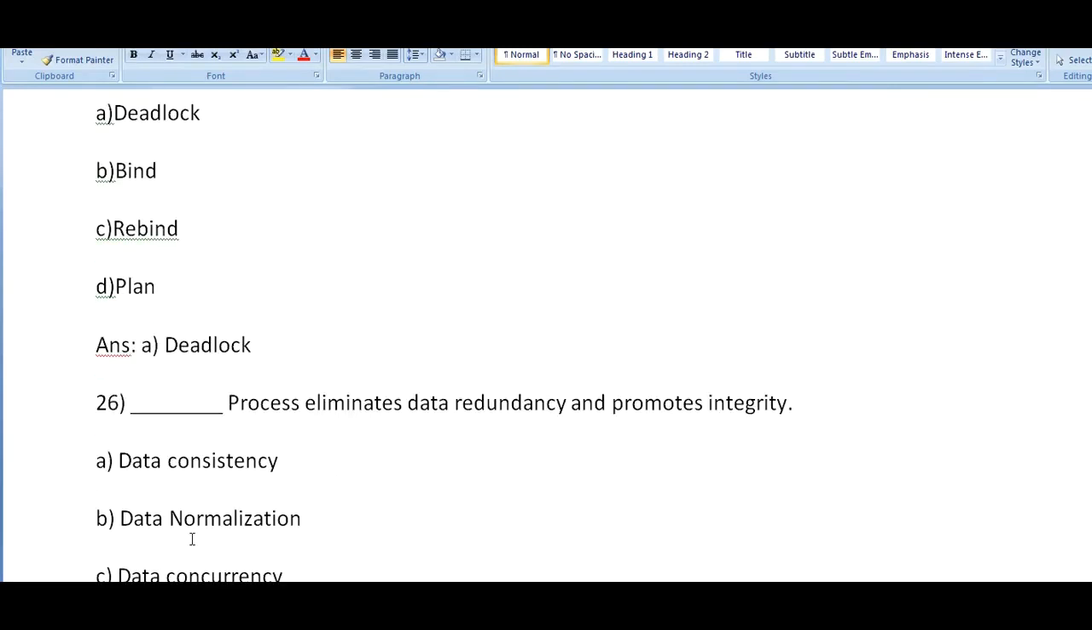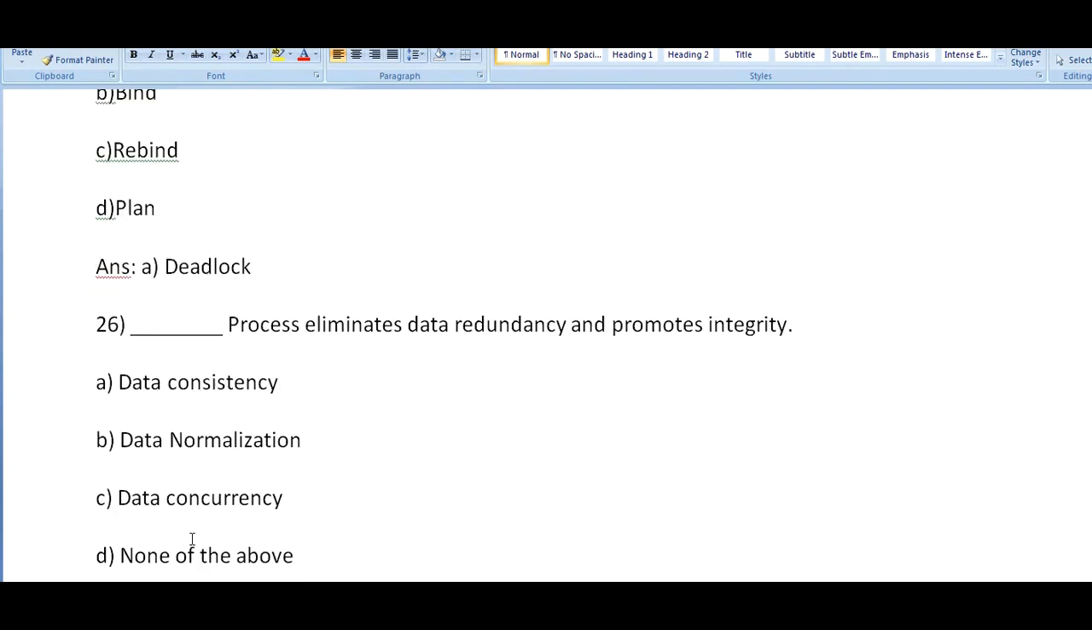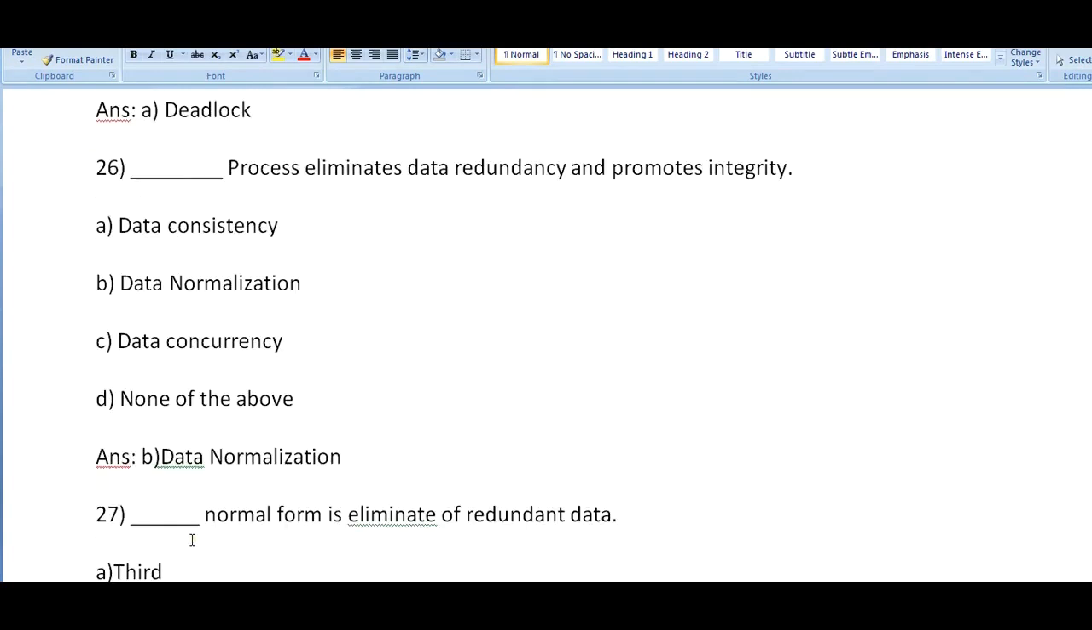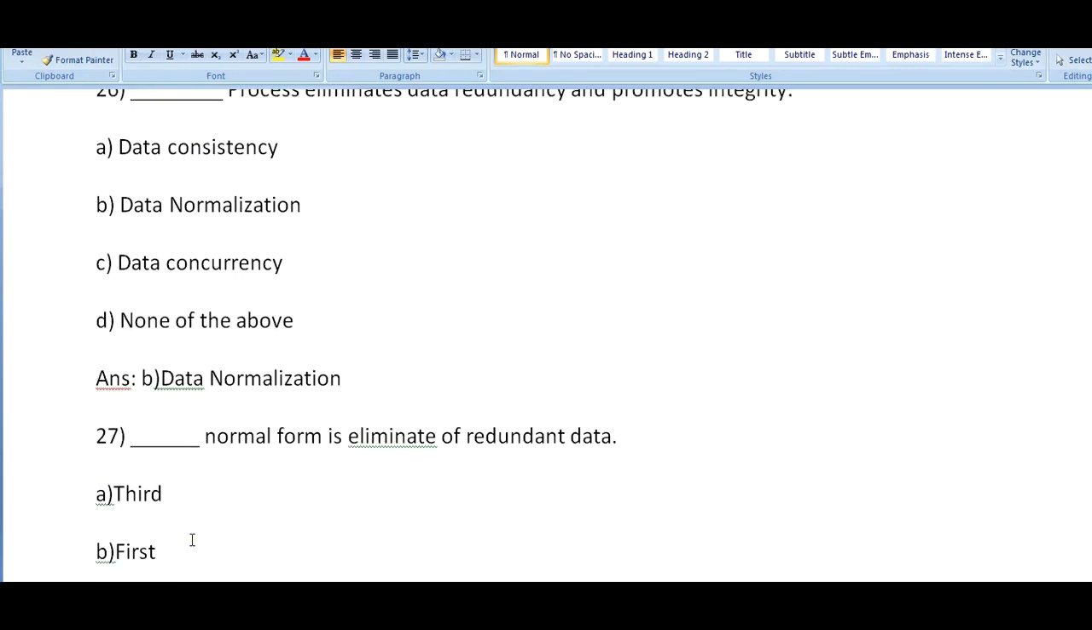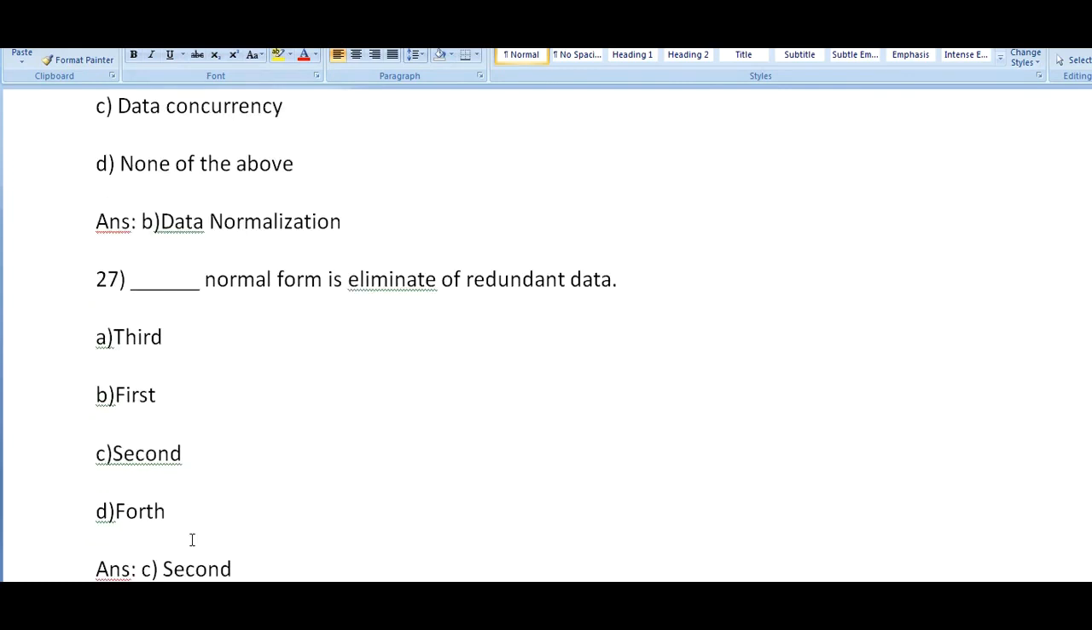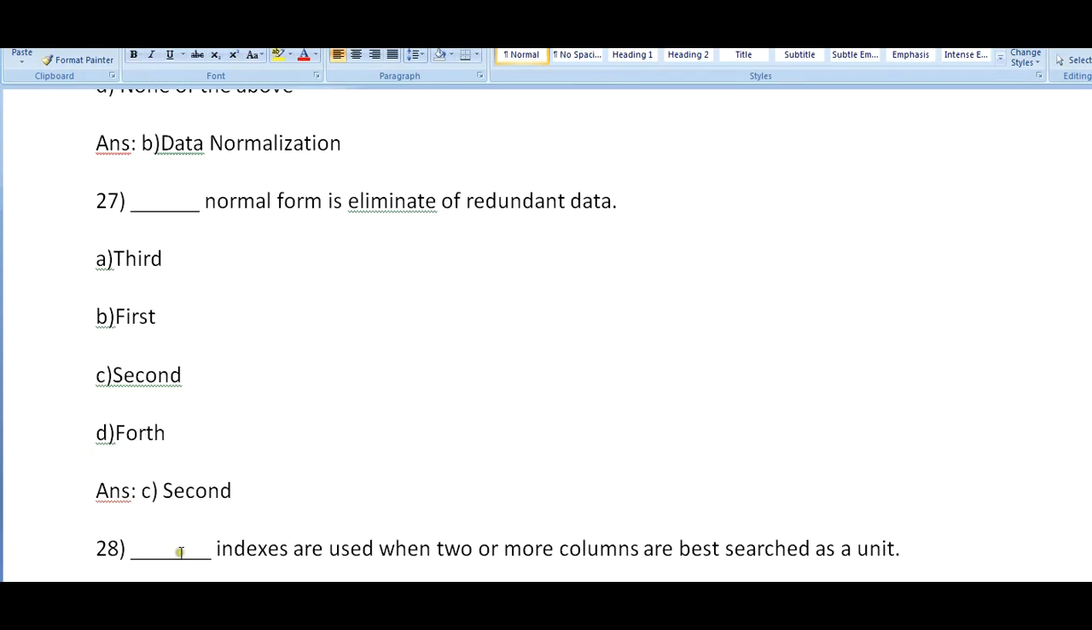Dash is a process that eliminates data redundancy and promotes integrity. Data consistency, data normalization, data concurrency, none of the above. You're right, data normalization is the process that eliminates data redundancy and promotes integrity. Dash normal form eliminates redundant data. Is it first normal form, second normal form, third, fourth? Yes, you're right, second normal form eliminates redundant data.